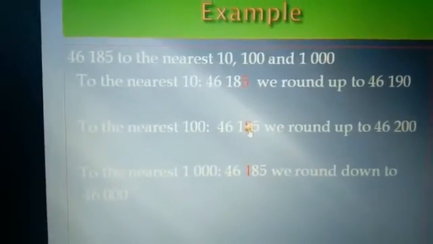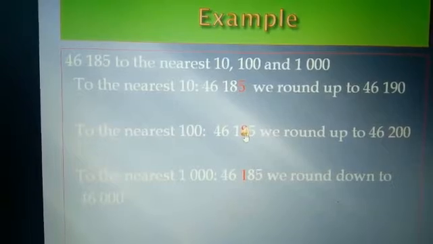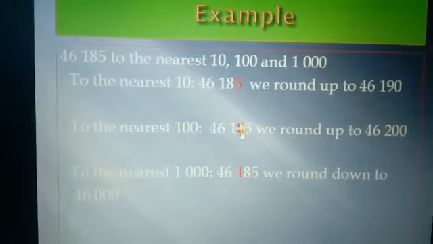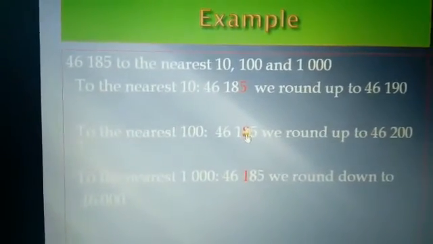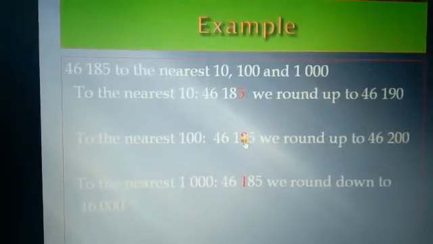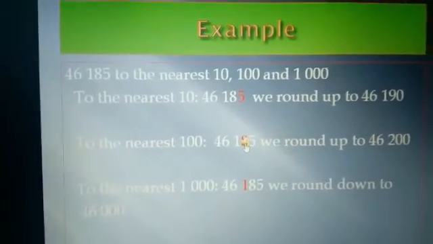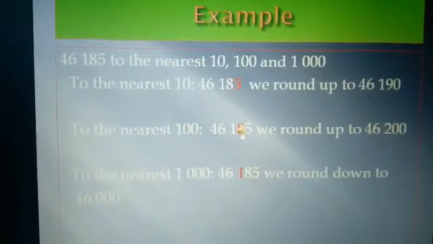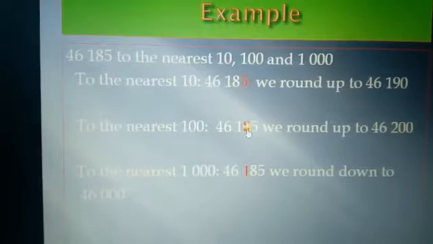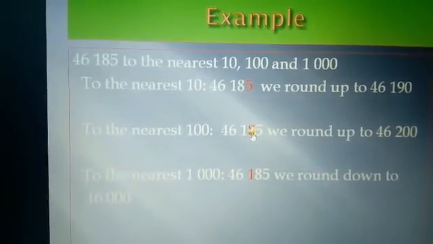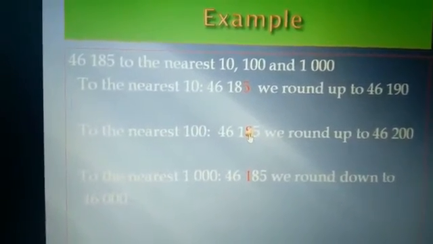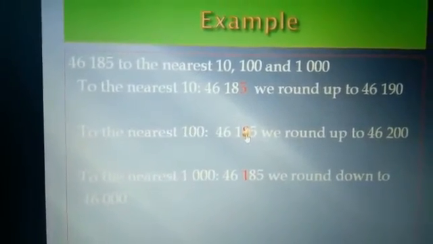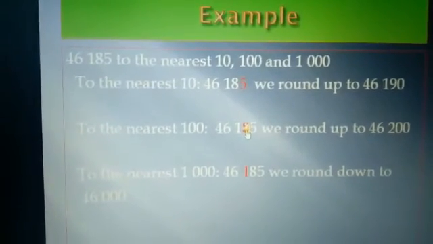On our example, we are rounding off 46,185 to the nearest 10, 100, and 1,000. So, to the nearest 10, we look at the units, and our unit number here is the one that is highlighted in red, which is 5. Since the number is 5, according to our rules, we round up. That means we add 1 to the tens, and our answer becomes 46,190.